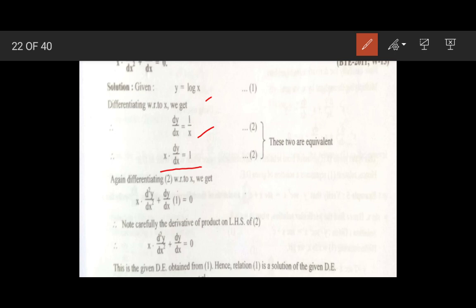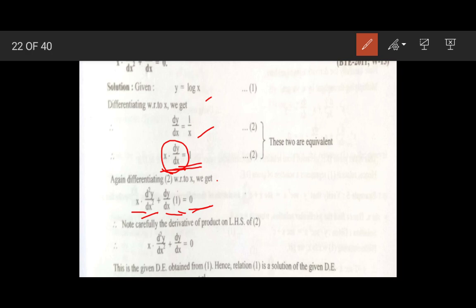Now again differentiating with respect to x. Now in this I have to apply the u into v rule, so x into derivative of dy upon dx, which is d2y upon dx square, plus dy upon dx into derivative of x. Derivative of x is 1, equal to derivative of 1. Derivative of 1 means derivative of constant, and derivative of constant is 0.